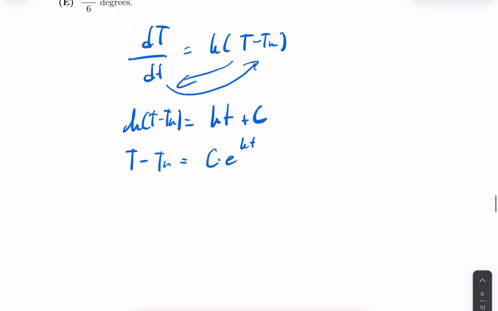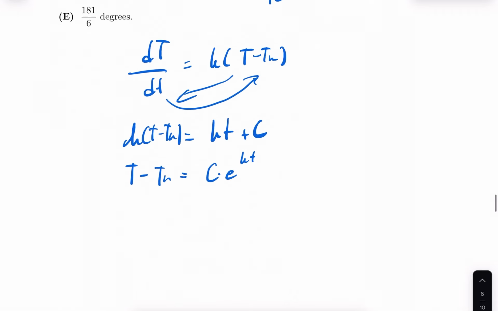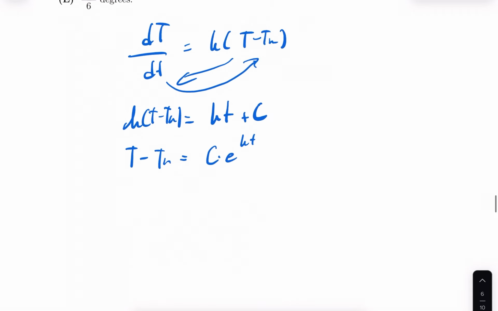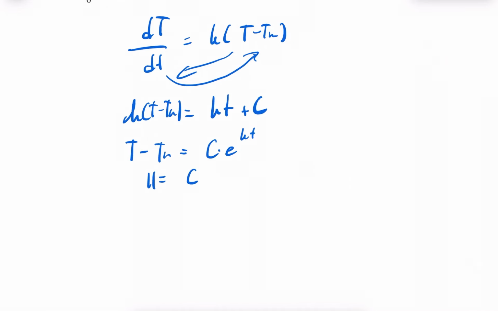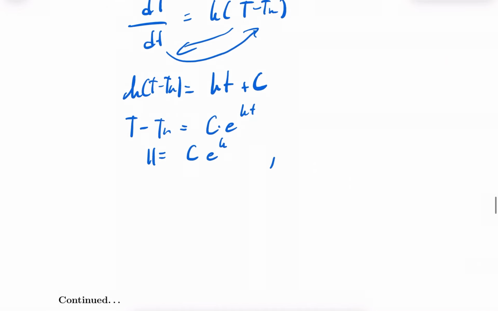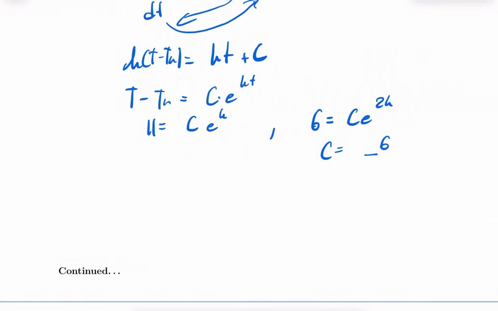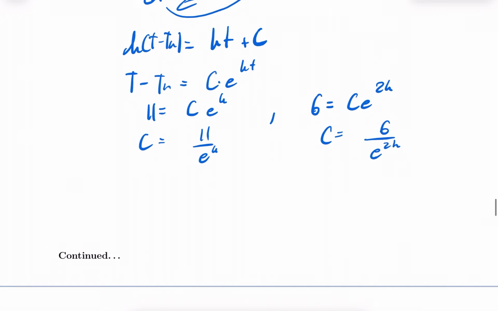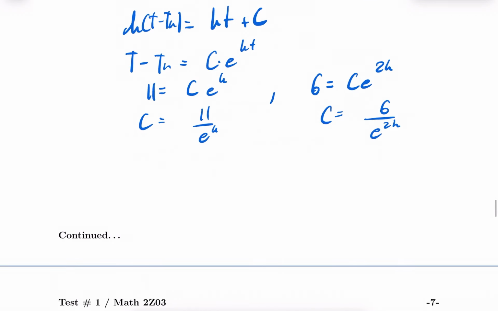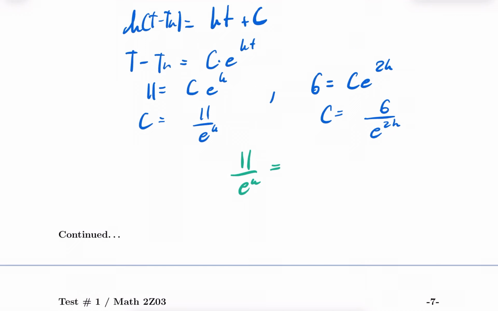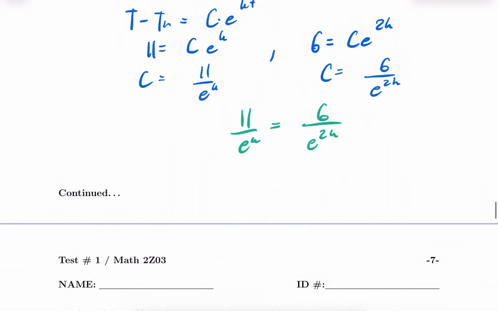Now, I need c. If I plug in 1, I'll have 21 minus 10. So I'll have 11 equals c e to the k. If I plug in 2, I'll get 16 minus 10. 6 equals c e to the 2k. c equals 6 over e to the 2k. c equals 11 over e to the k. You might see where we're going here. So, 11 over e to the k equals 6 over e to the 2k. 11 times e to the k equals 6.